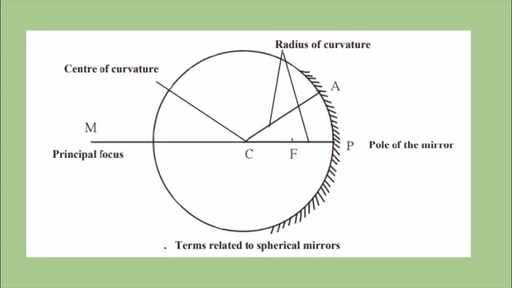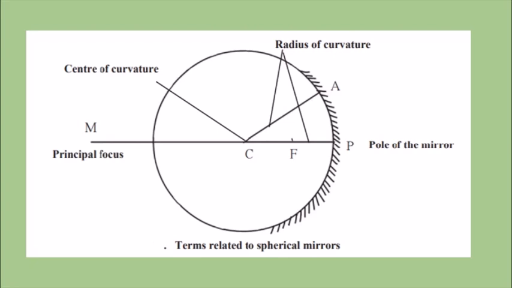First is the pole, that is P, the pole of the mirror. It is the center of the mirror surface and it is called the pole, and we denote it with P. In the figure you can see that. Next is the center of curvature. The center of the sphere of which the mirror is a part is called the center of curvature of the mirror, and in the figure we can see C, which is given as the center.